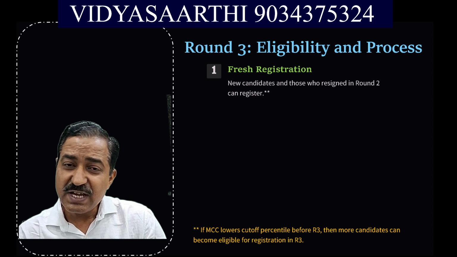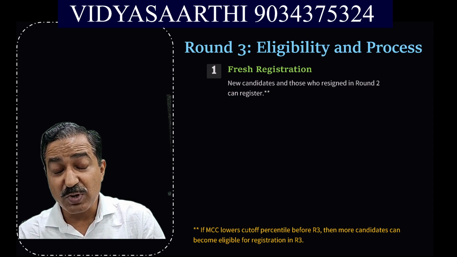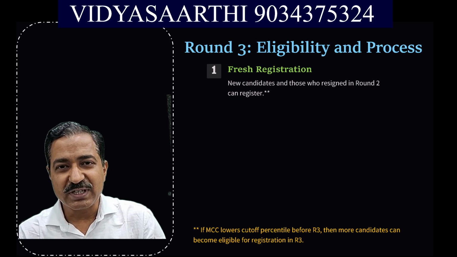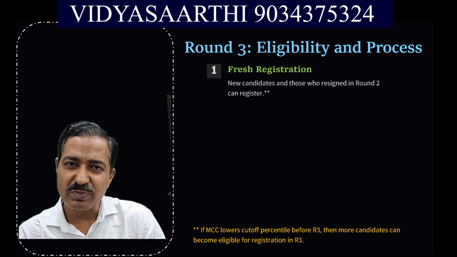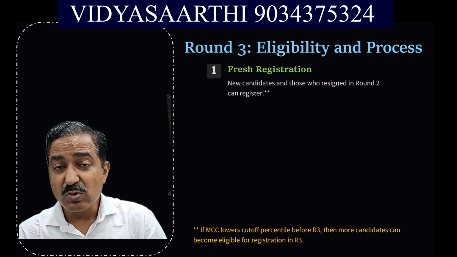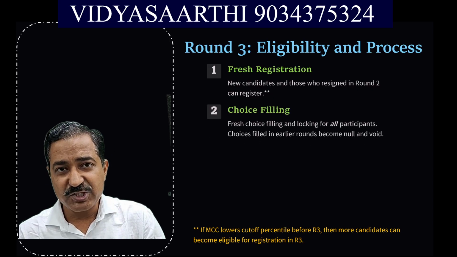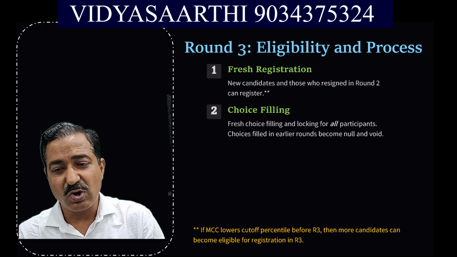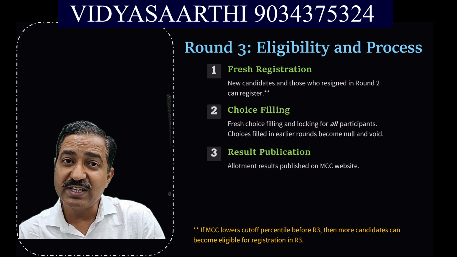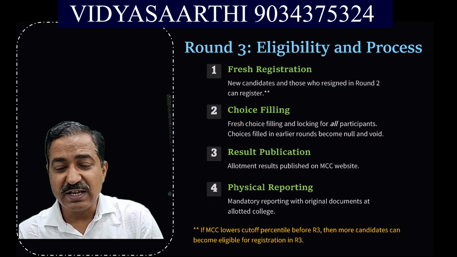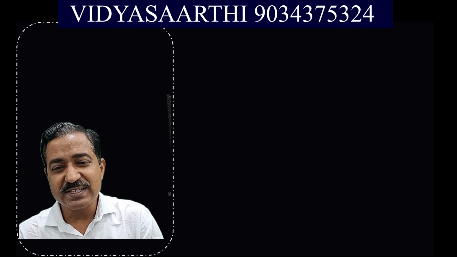Besides that, just before the third round, it is possible that the qualifying percentile may be reduced from 50 to 15. So that happened last year also. That is a norm now in order to fill all the seats. So the newly eligible candidates would definitely be required to register before R3. So fresh choice filling and locking happens in all the rounds. Whatever choices you have filled in R1 and R2 have become null and void now, and then you get the result as expected. Again, physical reporting is a must.